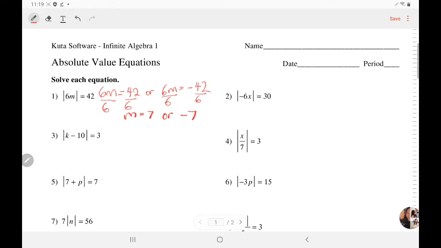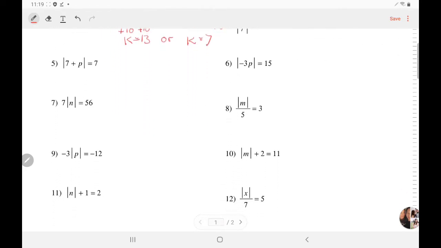In number 3, again, your absolute term is isolated. So k minus 10 is either 3 or k minus 10 is negative 3. When it's 3, when you take it absolute, it's 3. But absolute of negative 3 is still 3. Solving for k, you add 10. So k is 13. Or go ahead and add 10 to both sides. So k is 7.